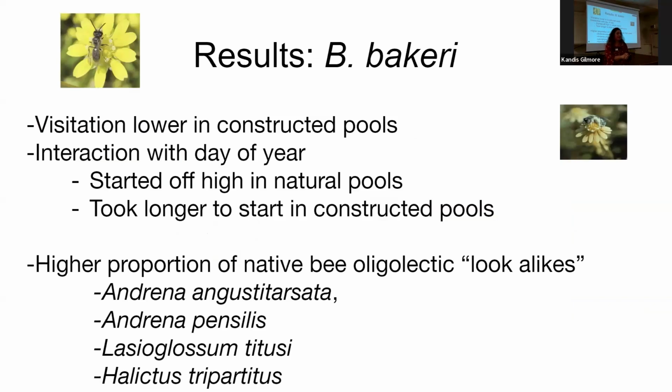So overall, for Blennosperma bakeri, we found that the visitation was lower in constructed pools, but started off high in natural pools and took longer. And they had a higher proportion of the lookalikes compared to the oligolectic species. So in a way, you could say their pollinator community is a little more resilient because there are several different species visiting this plant versus just one. If they lost that one species, there would be other ones still visiting and pollinating it.